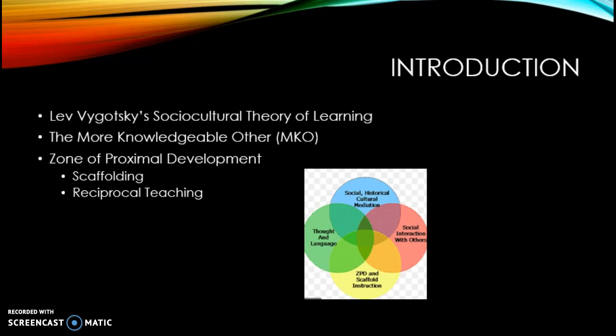There are four basic principles that go along with the Vygotsky theory. Basically, children construct their knowledge. Their development cannot be separated from its social context. Learning is mediated, and language plays a big role in mental development with children.